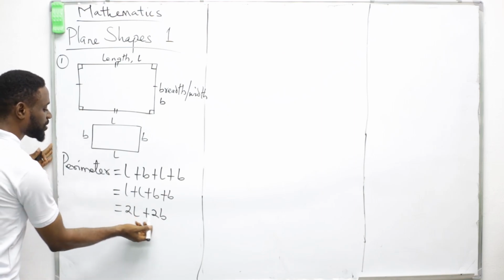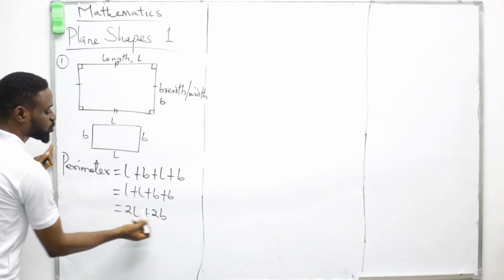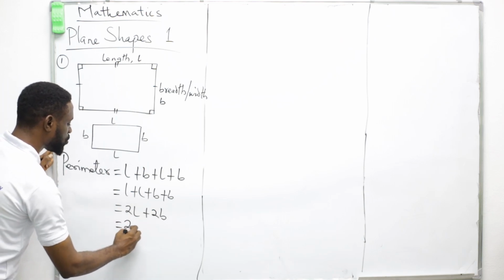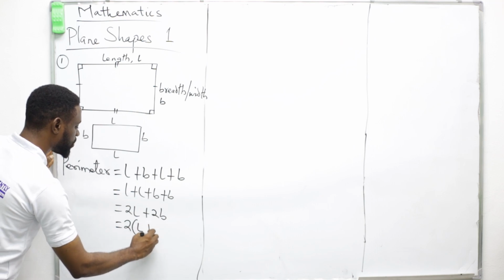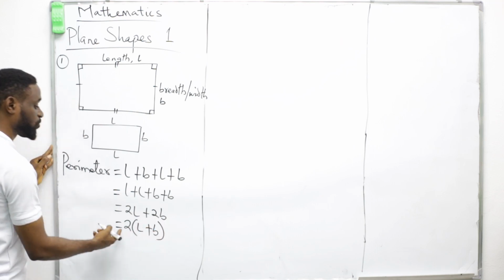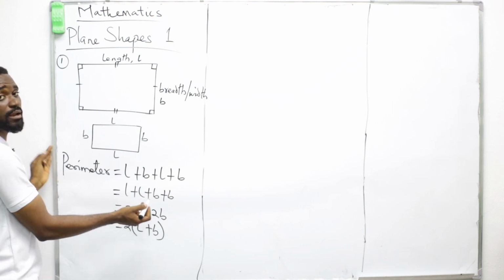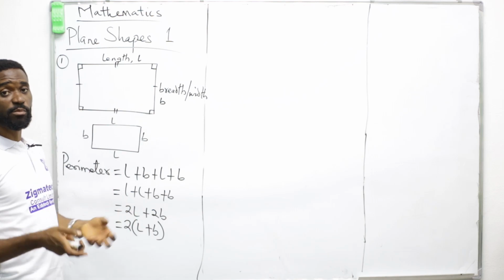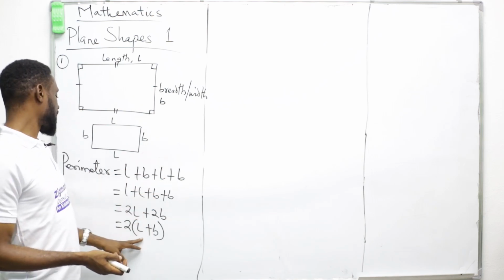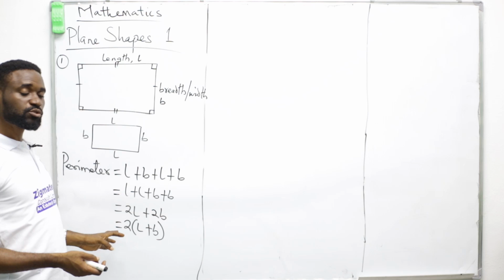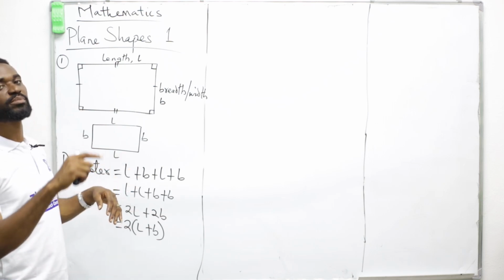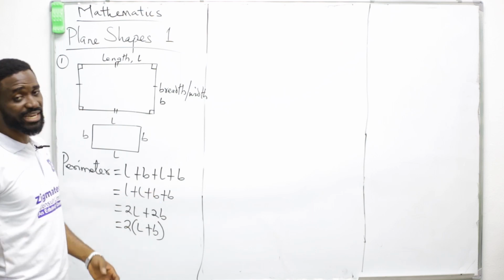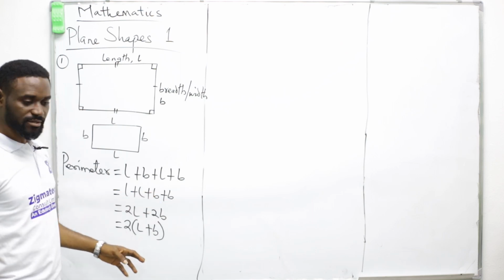We have 2 here, 2, and there are factors. We have factors in these two expressions. So if we factorize this, it means 2 will be here. This is L plus B. Remember, if you open this bracket, it will still give you 2L plus 2B. Do you understand? Okay, so some people can say that the perimeter of a rectangle is 2 open bracket L plus B close bracket. So whichever one that you're convenient with, you can use it. So that is that. Okay?